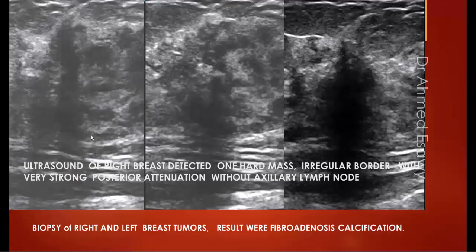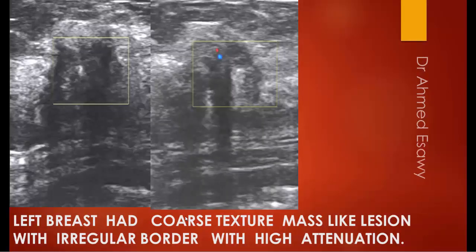Ultrasound of the right breast detected a hard mass, irregular border, very strong posterior attenuation, without axillary lymph nodes. Result of biopsy: fibroadenosis with calcification. This breast shows a coarse heterogeneous mass-like lesion, irregular border with high attenuation, posterior acoustic shadows. It is a fibroadenosis case.